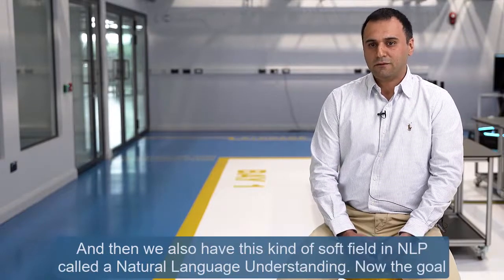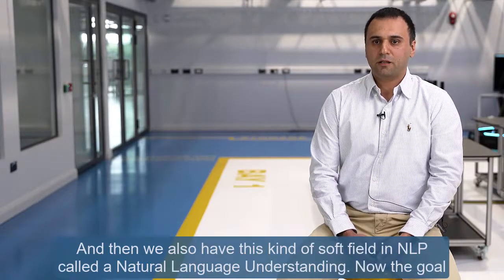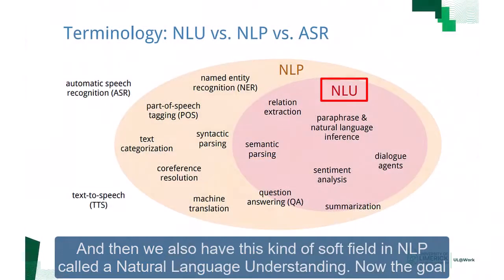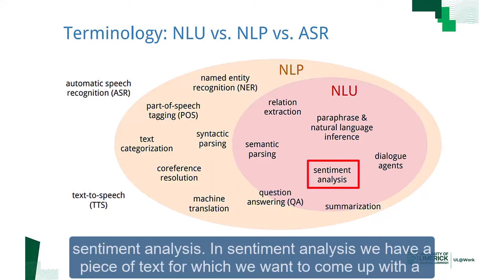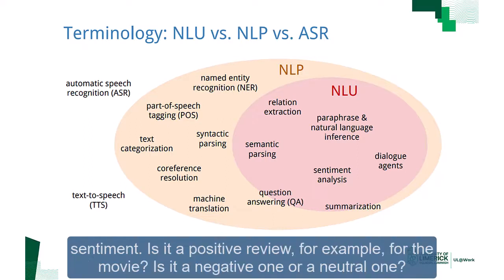And then we also have this subfield in NLP called natural language understanding. Now, the goal of natural language understanding is mainly comprehension. So examples of tasks in NLU include sentiment analysis. In sentiment analysis, we have a piece of text for which we want to come up with a sentiment. Is it a positive review, for example, for a movie? Is it a negative one or a neutral one?